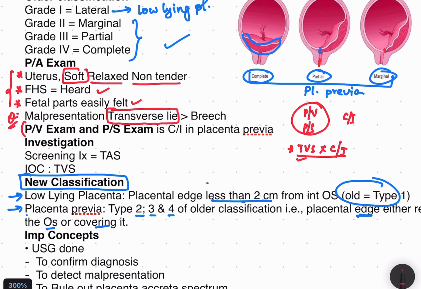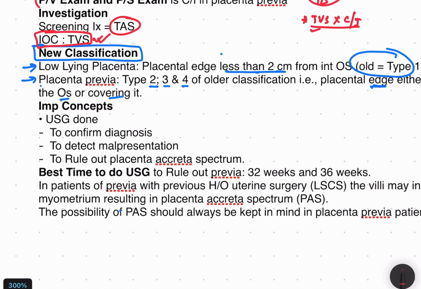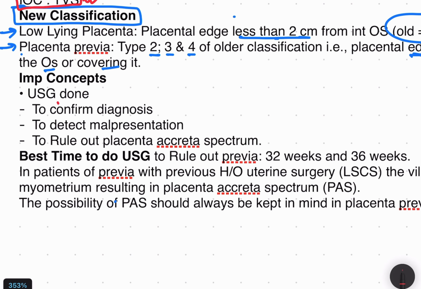In fact, transvaginal sonography is the investigation of choice because it can give you the details of the relation of the internal os and the placental margin. But the screening is by transabdominal ultrasound. Why? Because USG is done to confirm the placenta previa. And as I told you, it detects malpresentation, and it also rules out the accreta spectrum.